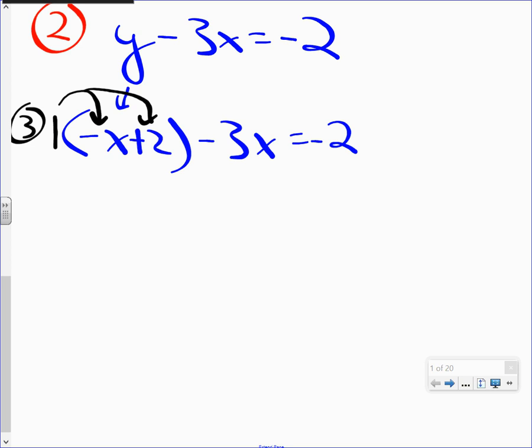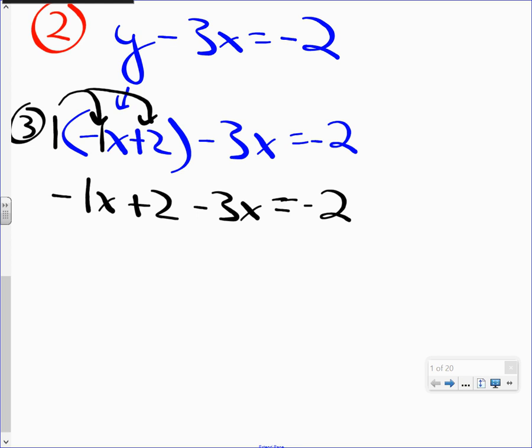Now watch this. 1 times negative 1x. What's 1 times negative 1? Valdez, Ortiz, help me out. 1 times negative 1, that's positive 1. If they're both negative, it's going to be positive. But here it's a negative 1 times a positive 1, so this became a negative 1x. What's 1 times 2? 2. Thank you. Look, I still have a minus 3x right here, equals negative 2.